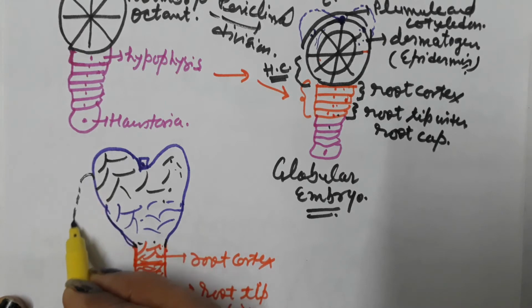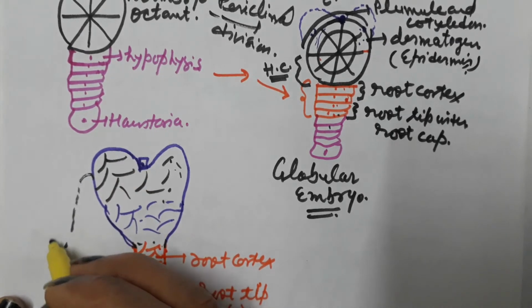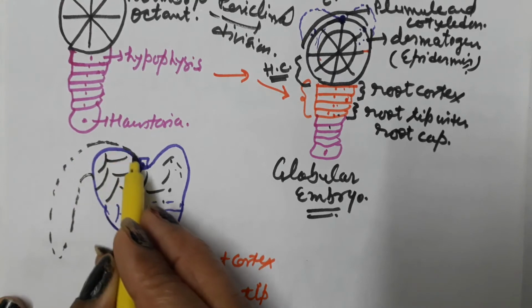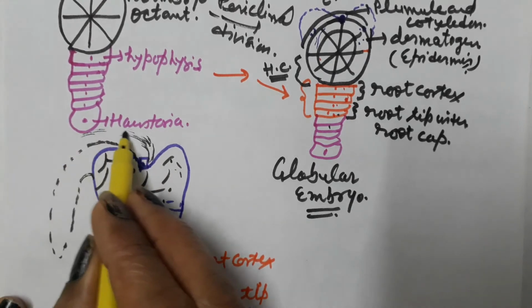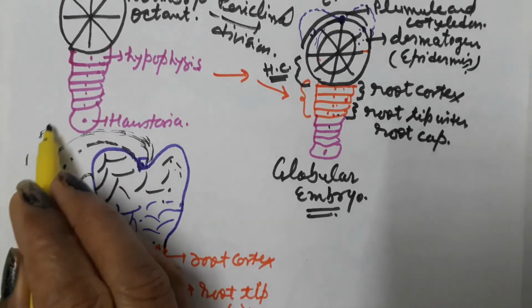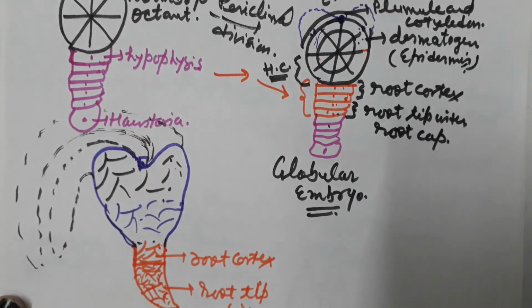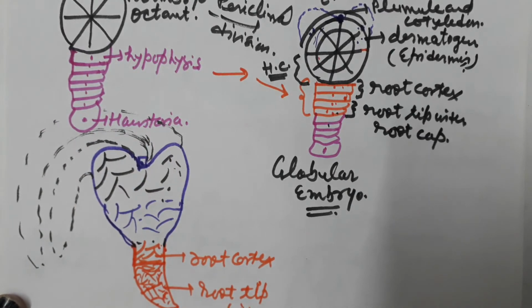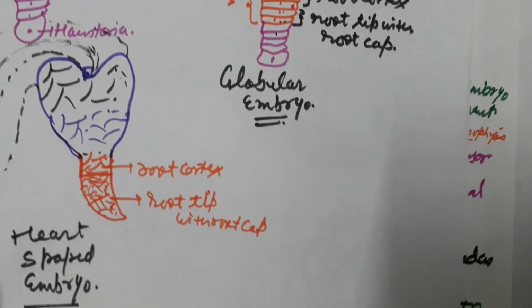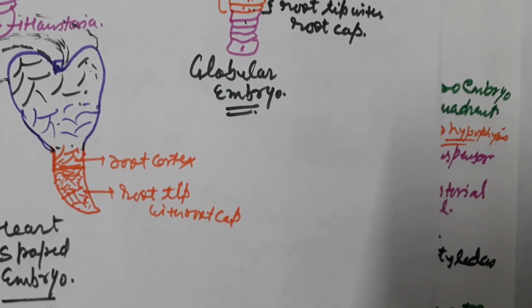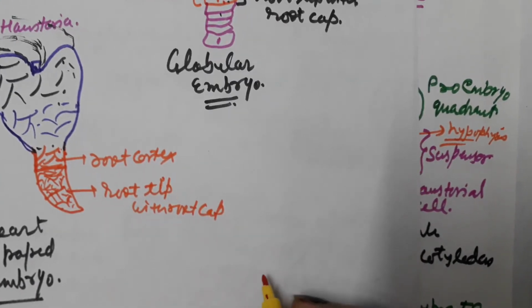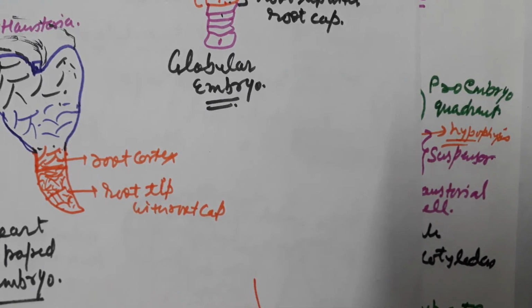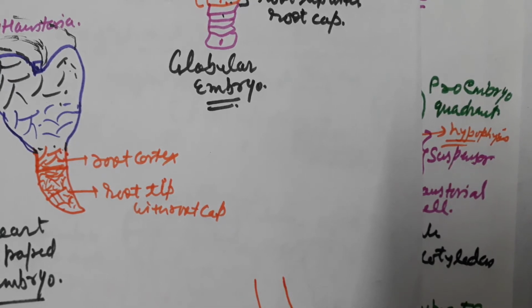I am showing you a little here. This cotyledon grows on the lateral side like this. The next cotyledon also bends on the lateral side. So after that, the heart-shaped embryo changes into a horseshoe-shaped embryo. The shape of the final embryo is somewhat like this. On the lower side, the root tip with root cap and root cortex are present.